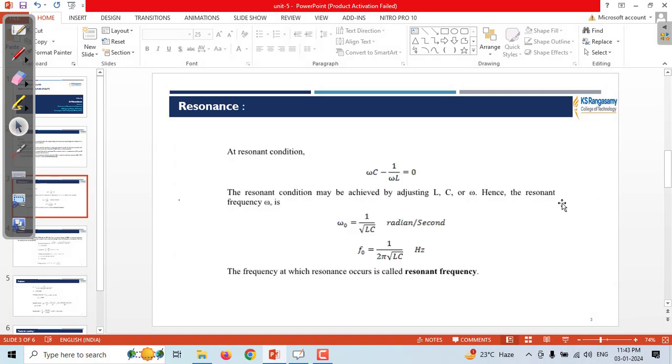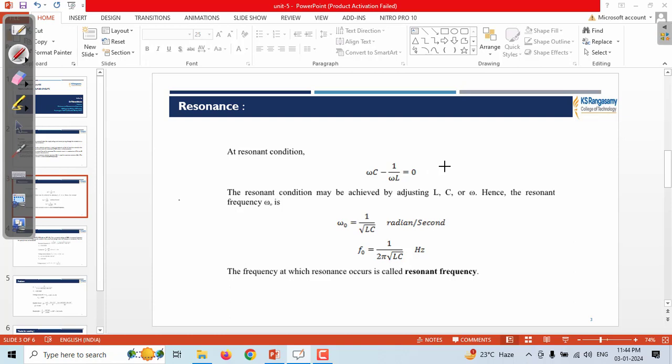At the resonance condition, the inductive reactance and capacitive reactance are equal but in opposite directions, so they cancel each other and the net value is 0. So to find the resonant frequency: omega L minus 1 by omega C equals 0. So omega L equals 1 by omega C.